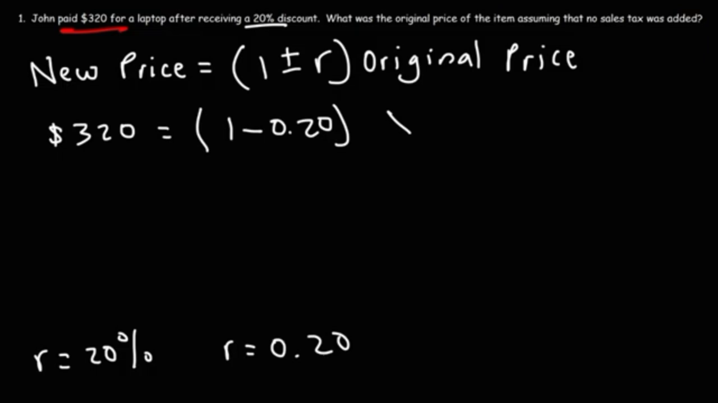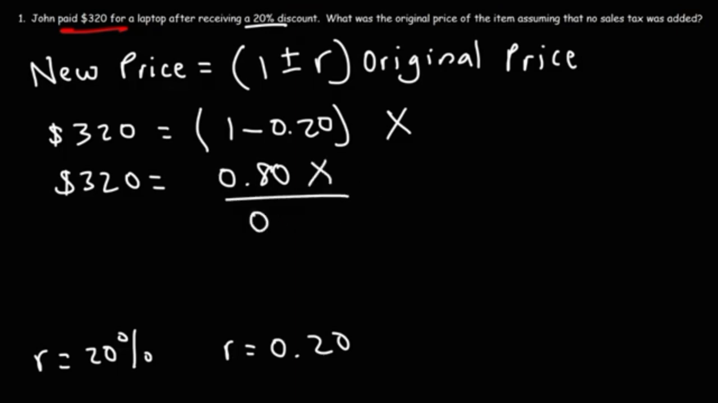The original price, we don't know what it is, so we're going to call it X. So 1 minus 0.20 is 0.80. So what this means is that after receiving a 20% discount, the new price is 80% of the original price.